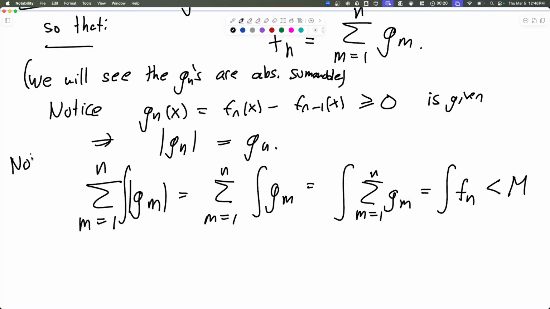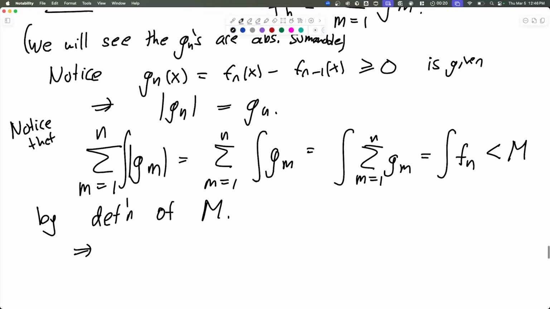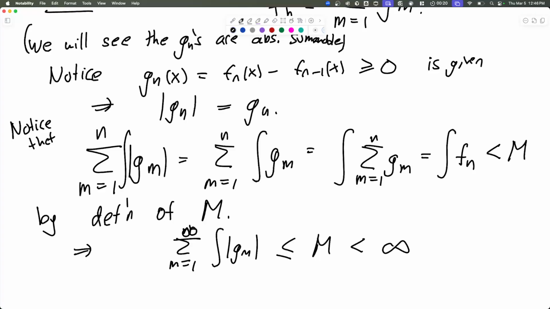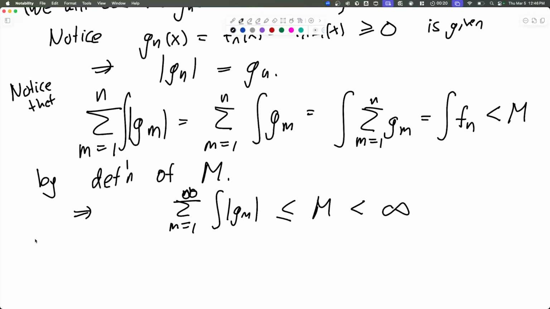So notice that this thing is bounded by definition of capital M. So when you do sums of the g's, it's always less than M, and therefore the infinite limit is also less than M. The sum from m equals 1 to infinity of the integral of the gm is less than or equal to M, which is less than infinity. Okay, and therefore the g's are absolutely summable. Therefore, the gm's are absolutely summable.